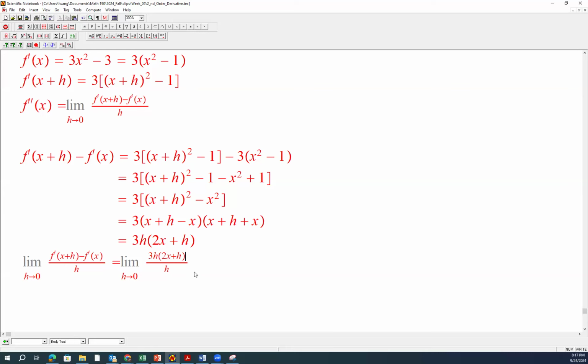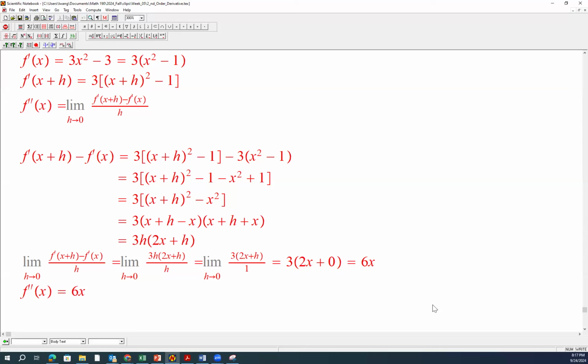H and h reduced. What do we get next? Next, we are getting a reduced form. H is gone. Now we can do direct substitution. Replace h by 0, right? So 3 times 2x plus h, h replaced by 0, that's our limit, equals 6x. To summarize, the second order derivative is equal to 6x.